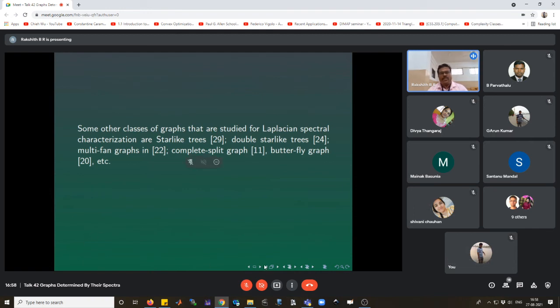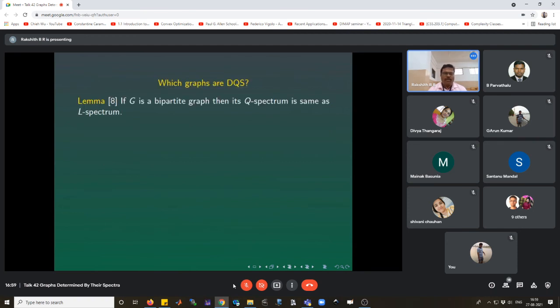And also in the literature, you can find some special graphs that are characterized by the Laplacian spectrum. For example, star-like trees, double star-like trees, multi-fan graphs, complete split graphs, butterfly graphs, etc. So you can find plenty of papers on this topic also.